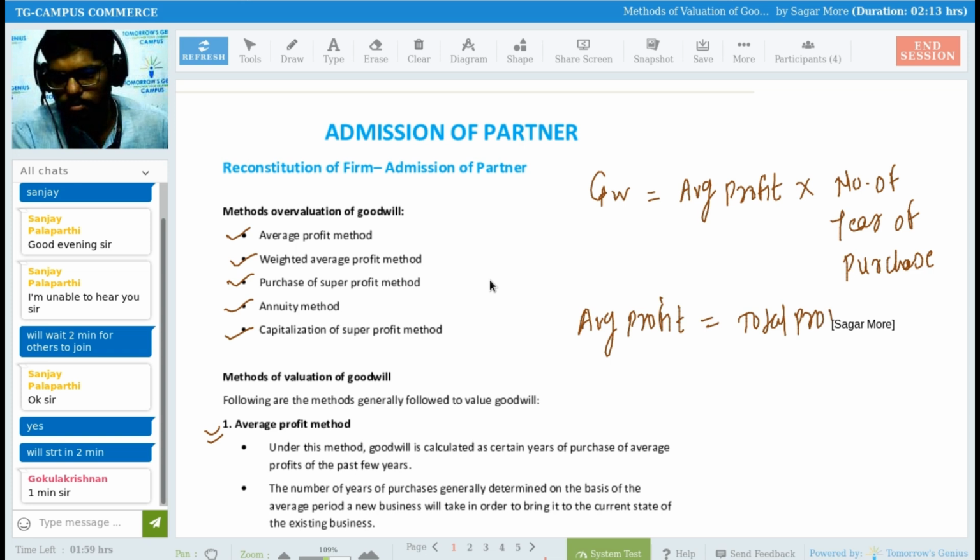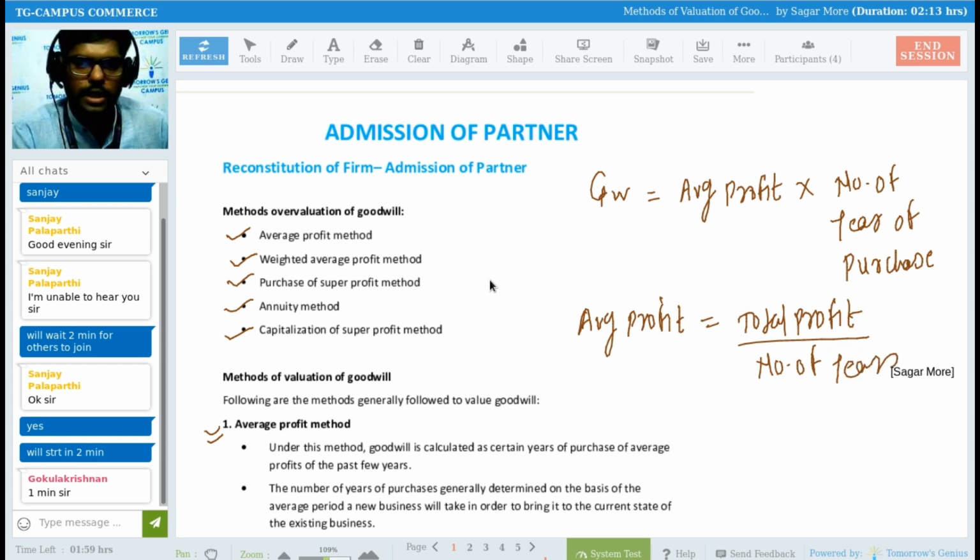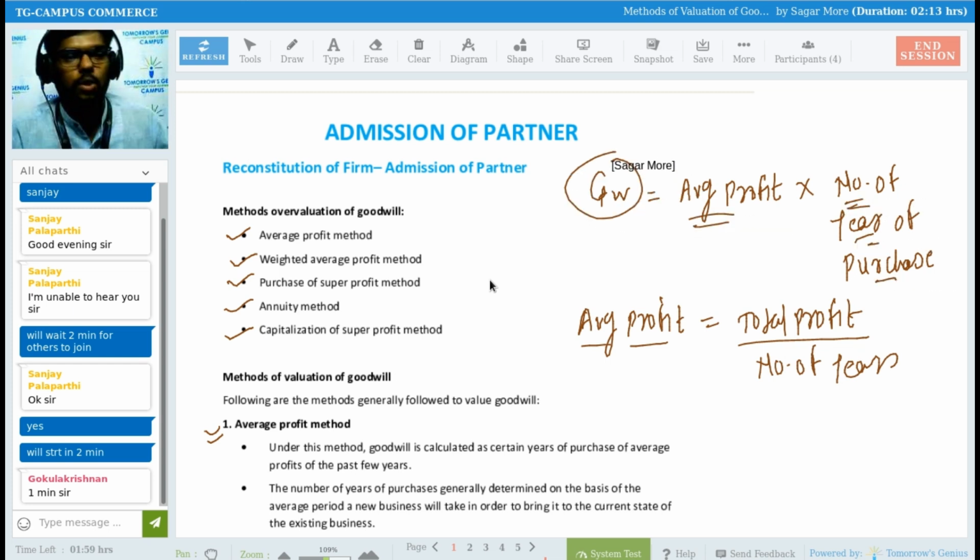Total profit divided by number of years. Simple. So with the help of this, I can calculate average profit. Once I know average profit, I will put it into this formula and I can calculate goodwill. Right? Now, sir, this is a simple thing, but there are some adjustments also.